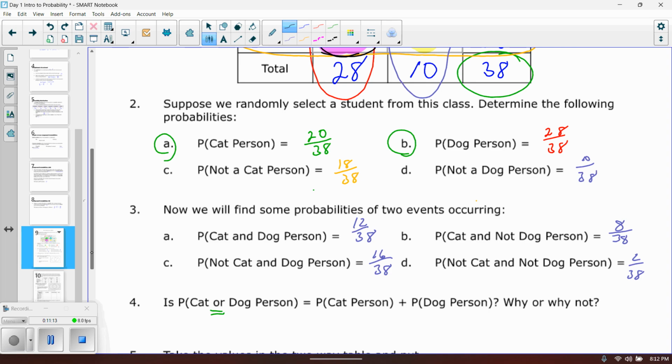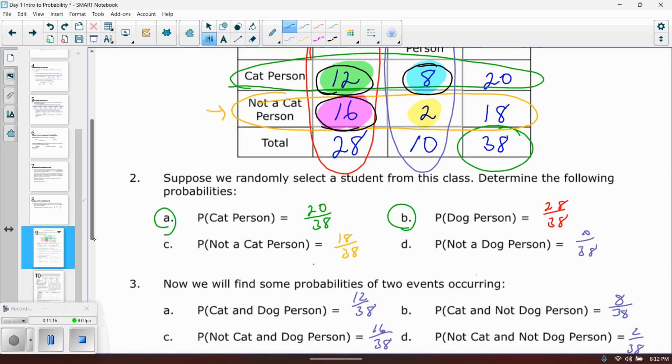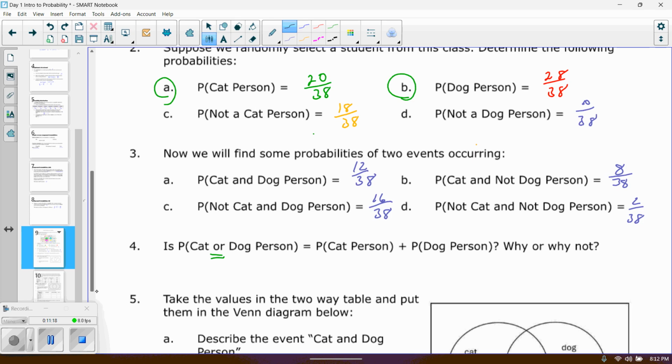So the probability of having a cat or a dog person is 8 plus 12 plus 16, all out of the total of 38 people. Well, let's see if that equals the probability of a cat person plus the probability of a dog person. Cat person above was 12 out of 38. Again, we did that in letter A in number 2. Probability of a dog person was 28 out of 38. We did that in letter B in number 2. Let's see if these things are actually equal or not.